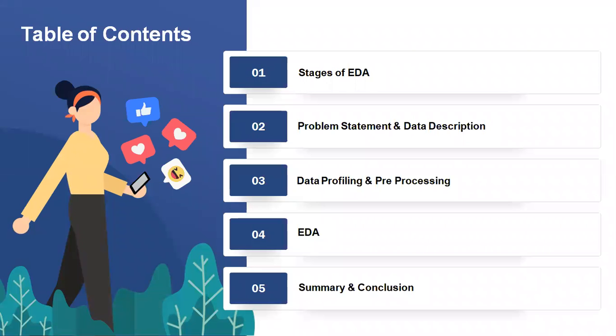So now my table of contents, or the summary, or you can say the program flow, consists of 5 steps. First is the stages of EDA. Second is the problem statement and the data description of the dataset, that is Facebook, which I have taken here. Third is the data profiling and pre-processing. Fourth is the EDA through the graphs or the charts. And the fifth is the summary and the conclusion.